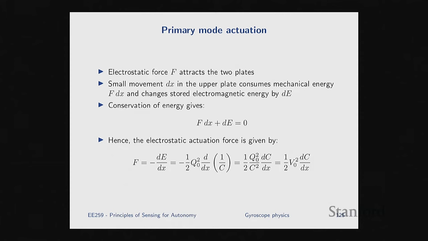And for E, you can plug in the expression we just derived in the previous slide, which was 1/2 Q0 squared times 1 over C. So essentially, you need to take the derivative of 1 over C. Or you can write it in terms of voltage, and then your force becomes 1/2 V0 squared dC/dx, the derivative of the capacitance with respect to x. So to find the force, essentially, we need this dC/dx term.